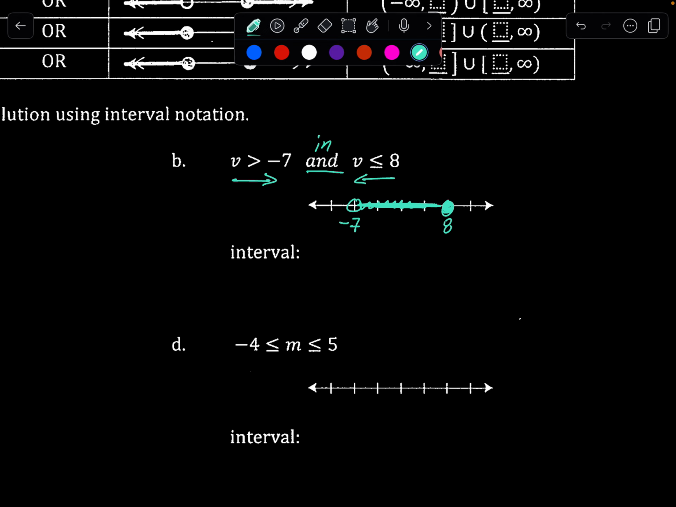And since it's an open circle, we're going to throw a parenthesis on it. Yeah, let's make it a different color. Parenthesis on it. And then it's not going to be a parenthesis on the filled dot on 8 because it is a filled dot, so we got to bracket it. So our interval notation for this one will be -7, comma, 8 with a bracket on the 8.